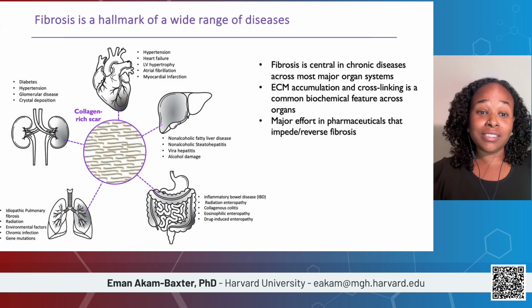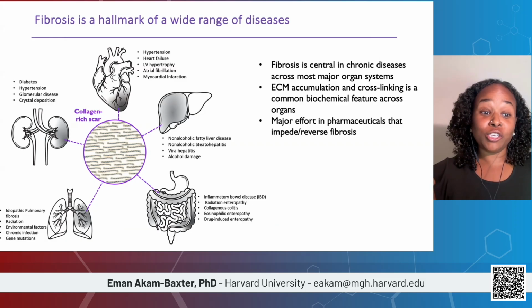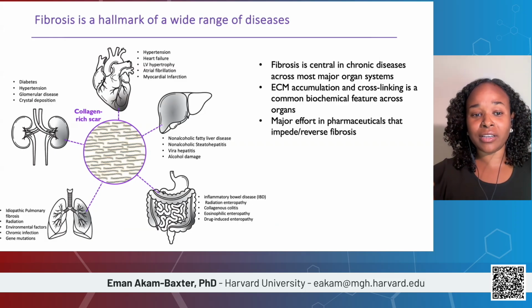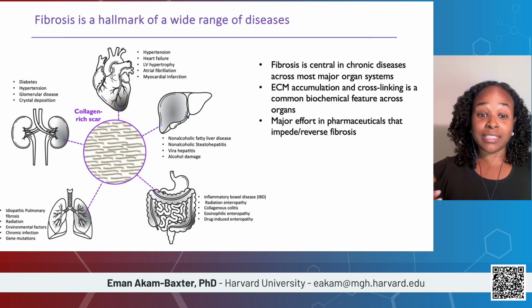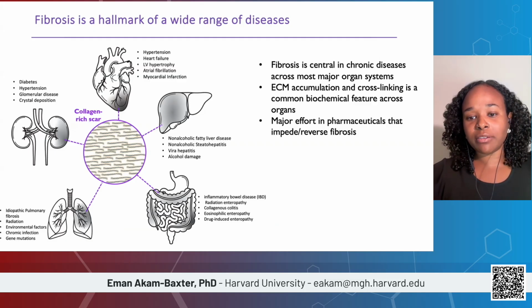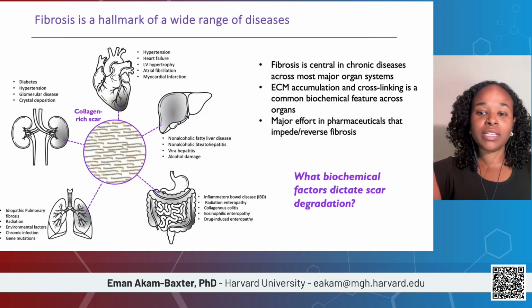Now, these diseases are a huge burden, and they're estimated to account for about a third of deaths in the industrialized world. So there have been major efforts in developing pharmaceuticals that can reverse fibrosis, because that's really the issue at the heart of these diseases: once that scar tissue forms, we can't degrade it. But despite these major efforts, we really haven't been successful. And that's because we don't really understand the biochemical factors that dictate scar degradation.